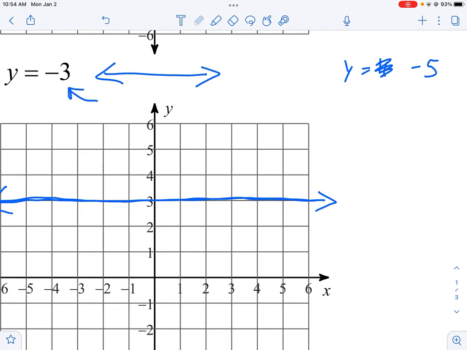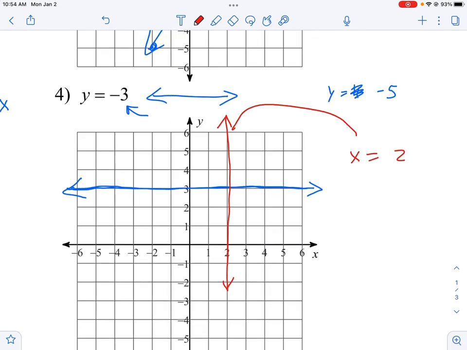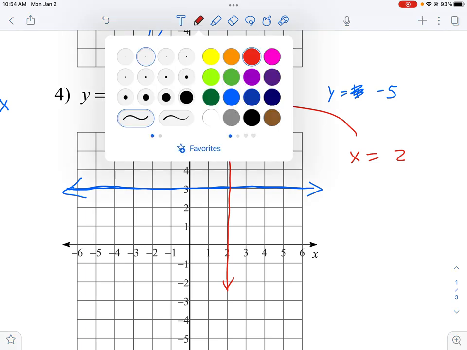If it said something like x equals, like 2, then that would make a vertical line looking like that. So that's a thing to remember. Y equals is horizontal, x equals is vertical. And you just go to that x value. If it's x equals, you draw a vertical line. Or you go to the y value and you draw a horizontal line if it's y equals.